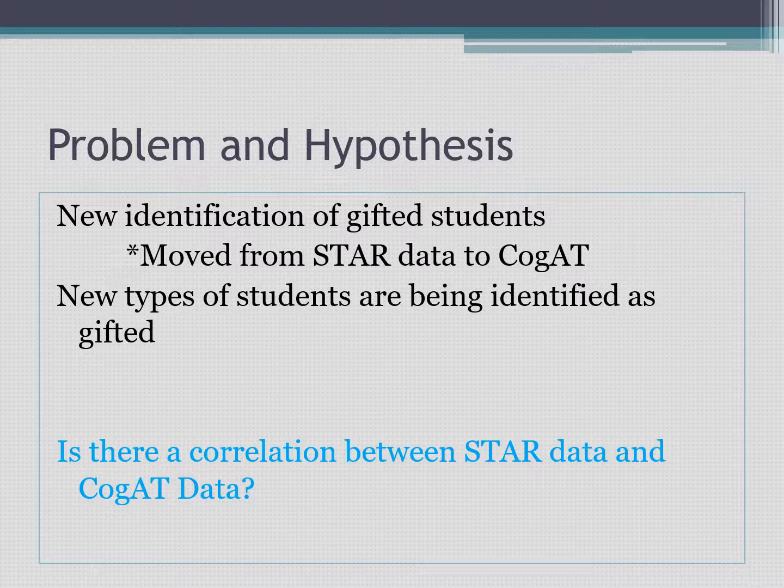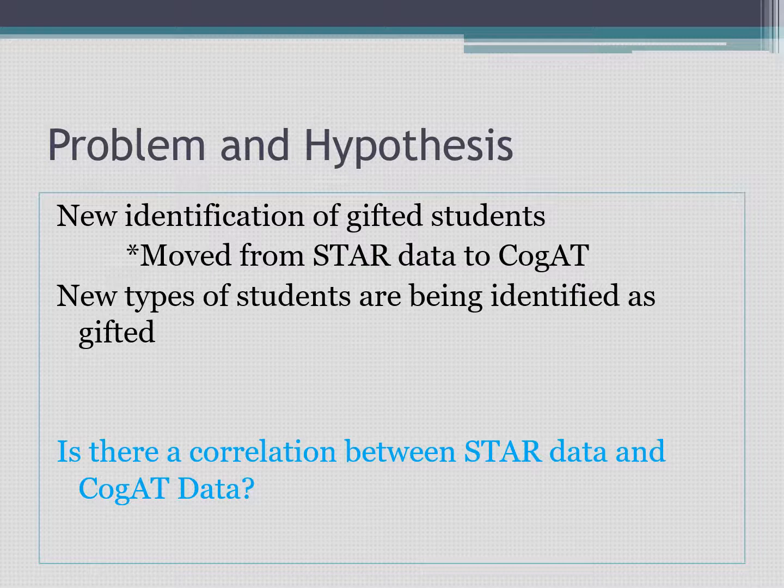So in the problem and hypothesis section, I chose these two data points because recently the district that I worked for moved from using STAR to help identify gifted students to the use of the Cognitive Abilities Test. And so moving from the STAR to the COGAT, we're noticing that a lot of the kids that are now receiving services are very different from the students that received them before, talking about behavior, grades, several other things as well, but those are really the two biggest.